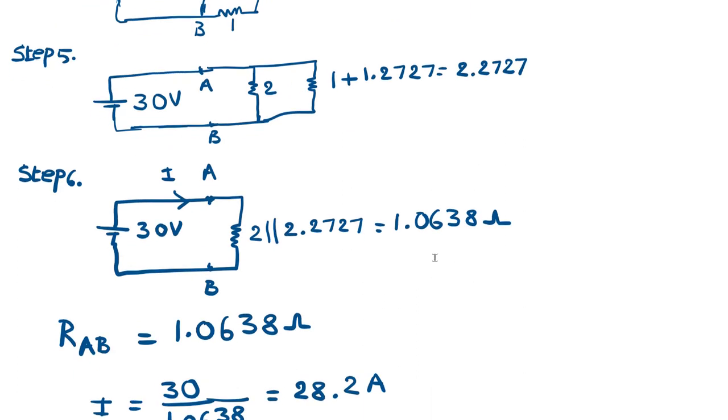So RAB means this is the resistance. This is what he asked. RAB is 1.0638 ohms. And in addition to this, he asked what is the total current supplied by the voltage source. So now we apply what is called Ohm's law. That is V is equal to I into R, or I is equal to V by R. We know the supply voltage, that is V is nothing but 30 volts and R is nothing but RAB, that is 1.0638. So when you simplify this, we get 28.2 amperes.